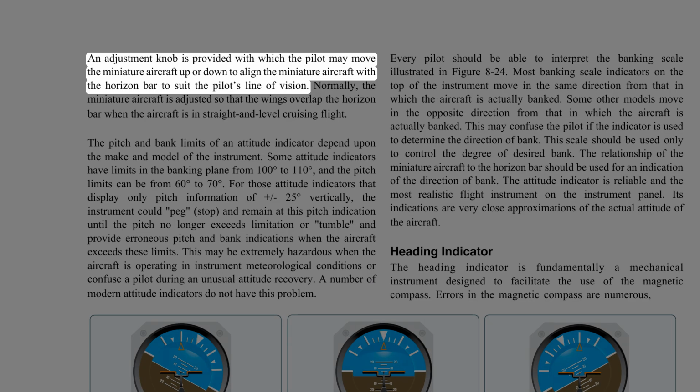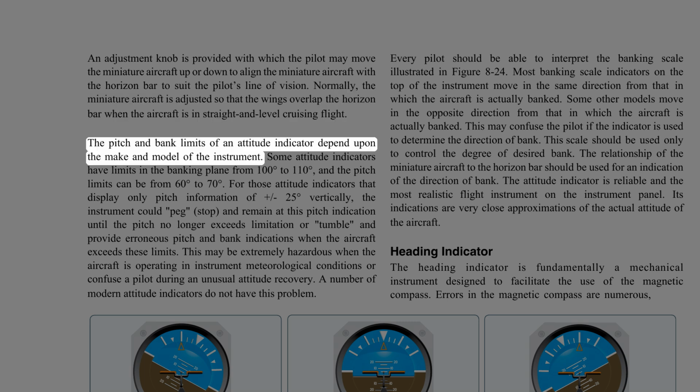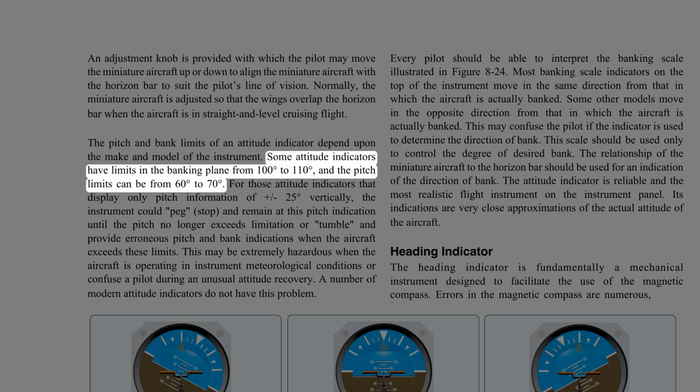An adjustment knob is provided with which the pilot may move the miniature aircraft up or down to align the miniature aircraft with the horizon bar to suit the pilot's line of vision. Normally, the miniature aircraft is adjusted so that the wings overlap the horizon bar when the aircraft is in straight and level cruising flight. The pitch and bank limits of an attitude indicator depend upon the make and model of the instrument. Some attitude indicators have limits in the banking plane from 100 degrees to 110 degrees, and the pitch limits can be from 60 degrees to 70 degrees.